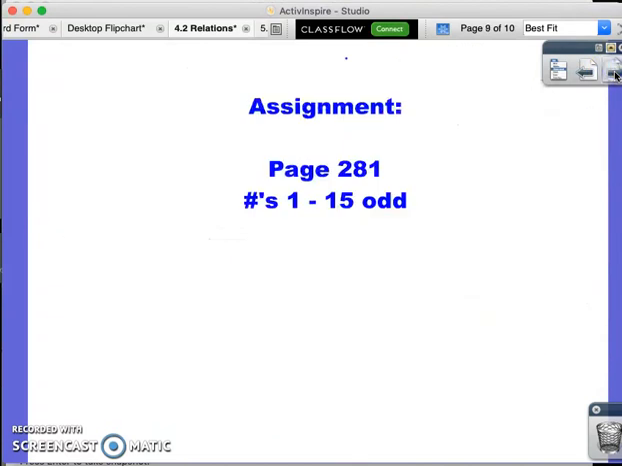So your assignment is page 281, 1 through 15 odd.